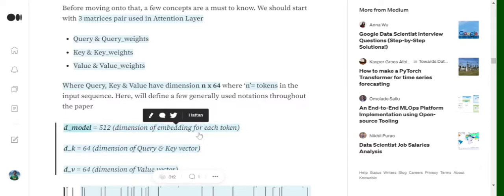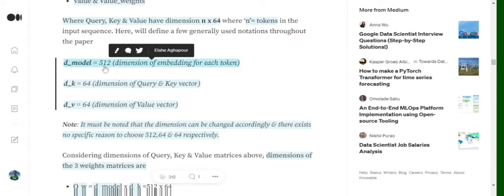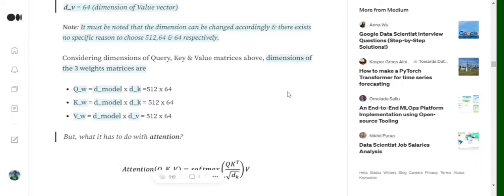We need to declare a few more things: the dimension of the model, that is 512; the dimension of the query and key vector is 64; the dimension of the value vector is 64. As I told you earlier, n is the total number of tokens coming in. And as I've written in a note also, these numbers are just used in the paper. You can change these dimensions and work accordingly; you can have smaller dimensions also. There's nothing specific in the numbers.